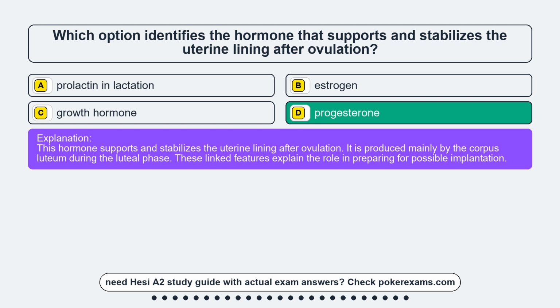These linked features explain the role in preparing for possible implantation.